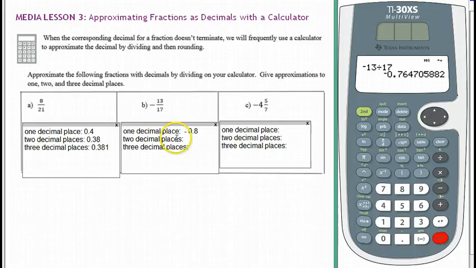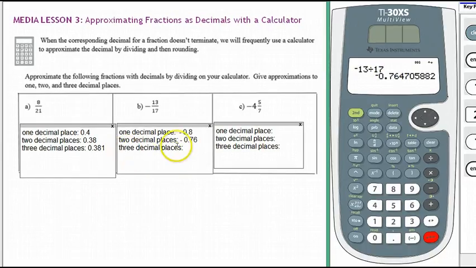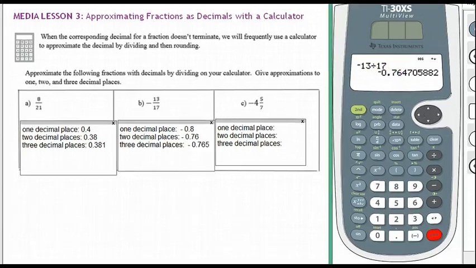Now to round to 2 decimal places, here's the second decimal place, the third is less than 5, so it's -0.76. And to round to 3 decimal places, here's 1, 2, 3 decimal places. The digit to the right is greater than 5, so I'm going to round up to -0.765. Now let's look at the last one.